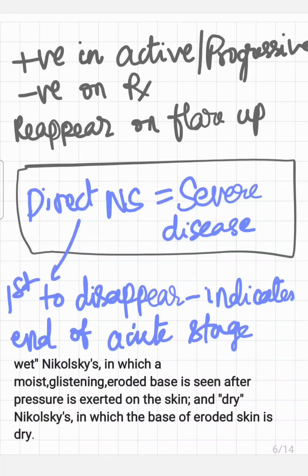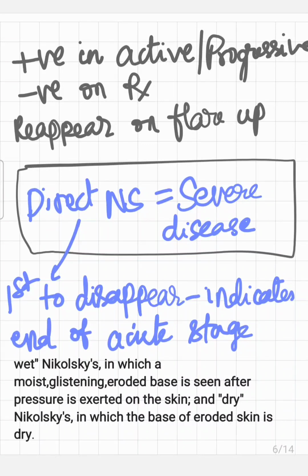So what is the importance of Nikolsky sign? Nikolsky sign is positive in active or progressive disease, and it is negative whenever you start the immunosuppressive therapy. However, if it reappears, then it means that the disease is flaring up. There is another importance to direct Nikolsky sign, where presence of this sign indicates that the disease is severe. However, it is the first sign to disappear after starting immunosuppressive therapy, and disappearance of this sign indicates that the acute stage of the disease has also ended.